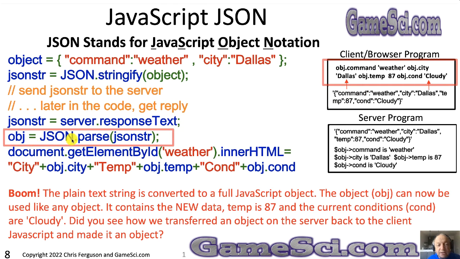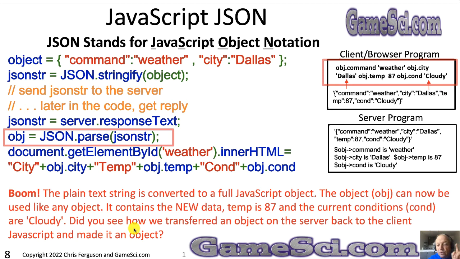Object equals JSON.parse JSON string. Boom! The plain text string is converted to a full JavaScript object. The object, seen as OBJ in this example, can now be used like any other object. It contains the new data. It contains that the temperature is 87. It contains the current conditions, cond, is cloudy. We've got our reply on what the weather is like in Dallas.